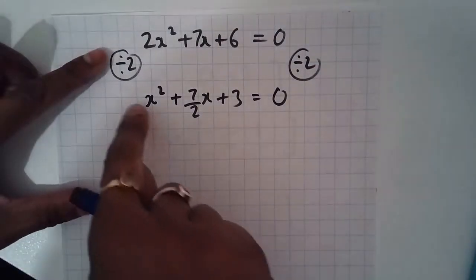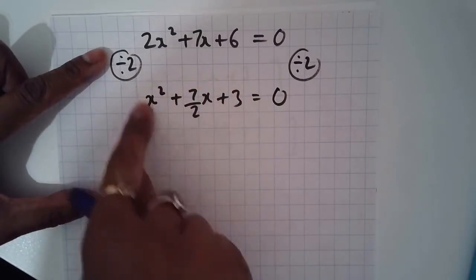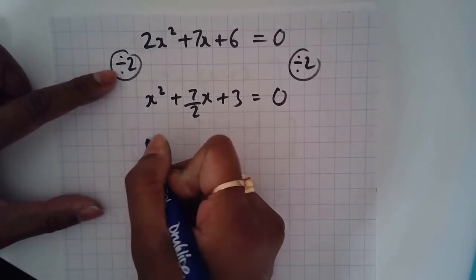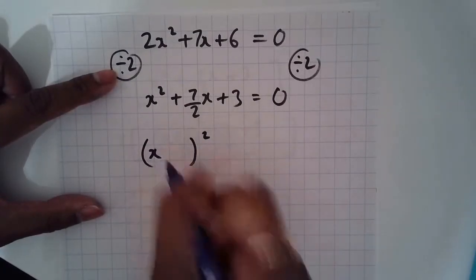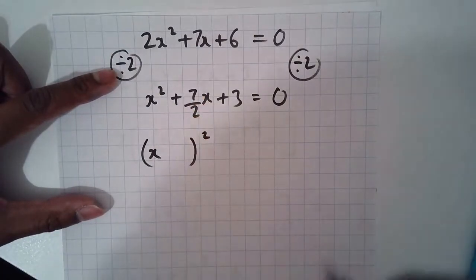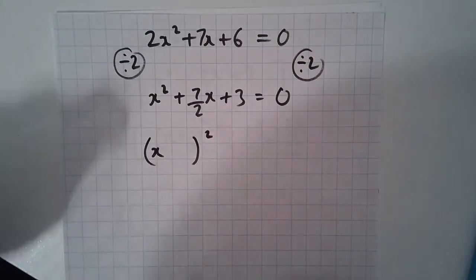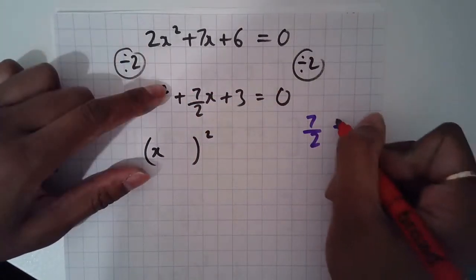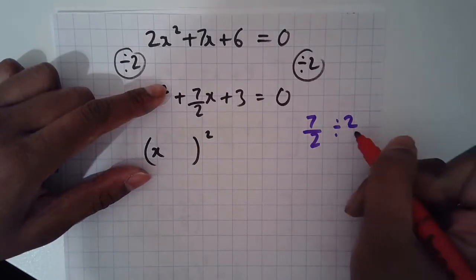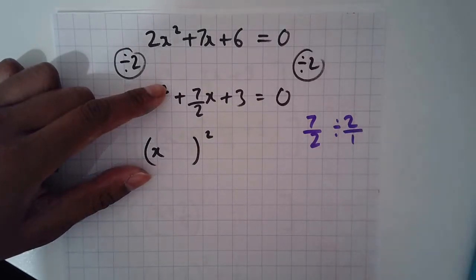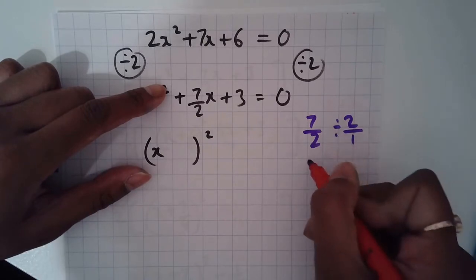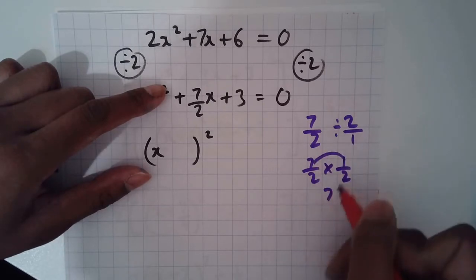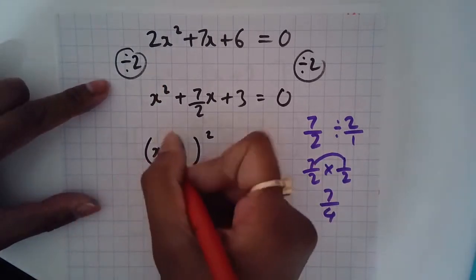Right, so now what I'm going to do is complete the square over here. As usual, start off with the brackets. Half of 7 over 2. You need to halve the middle number, remember. Divided by 2. It makes it easy if you put a 1 underneath. Keep, change, flip when it's dividing fractions. 7 times 1 is 7, 2 times 2 is 4. 7 over 4.